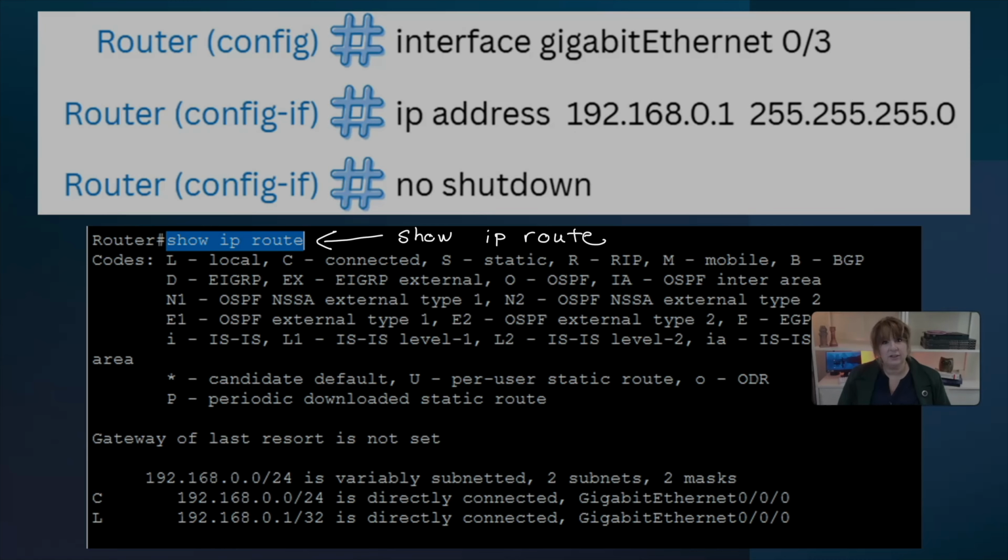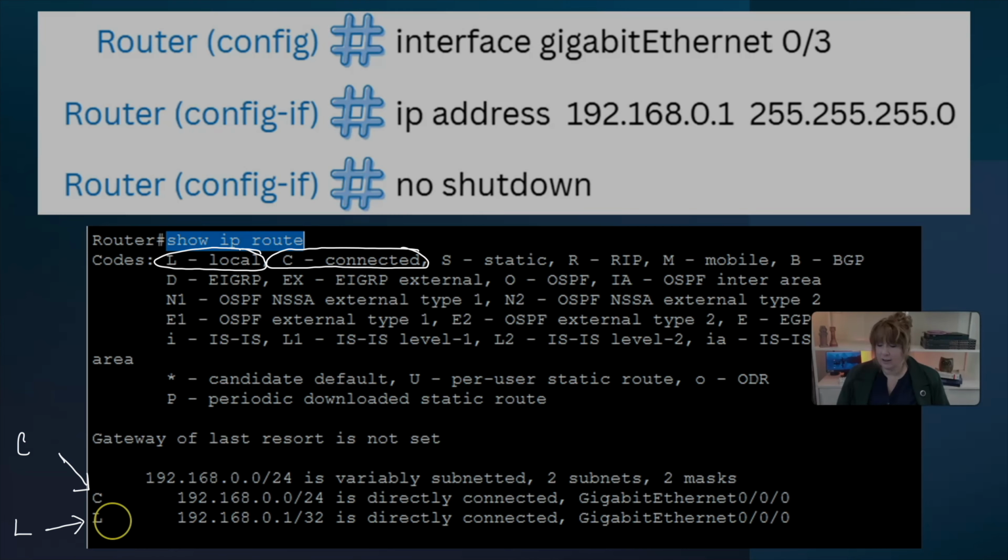The C entry represents the directly connected network, and the L entry represents the actual IP address that is configured on the interface. Nothing else is required. No static routing, no routing protocol. This is where all routing starts, with a directly connected network.